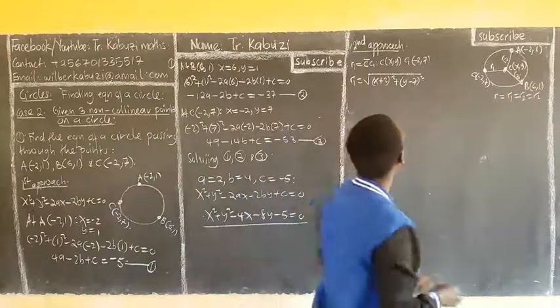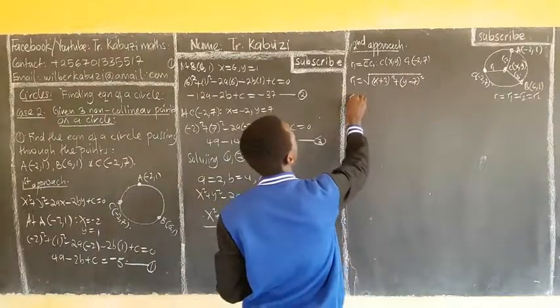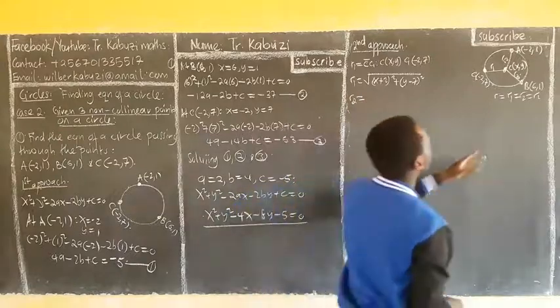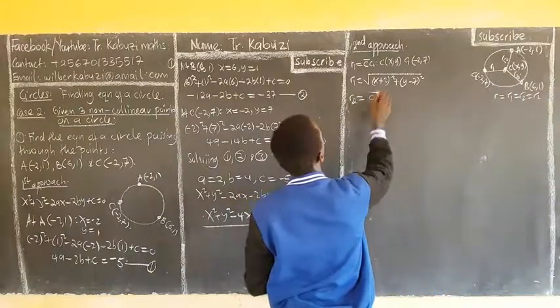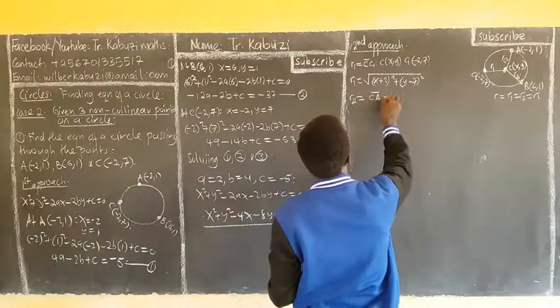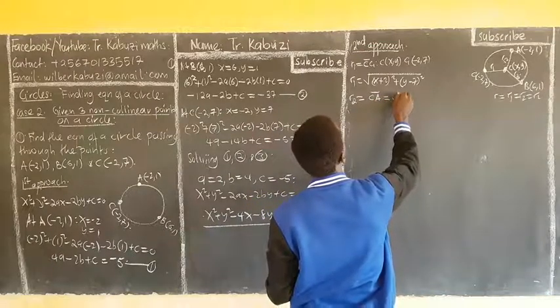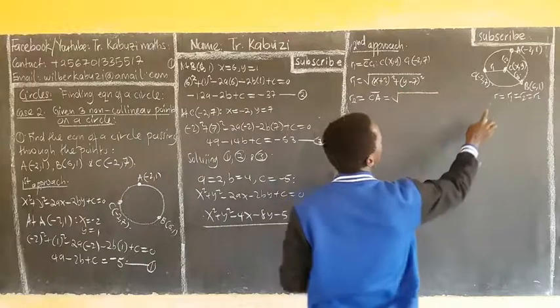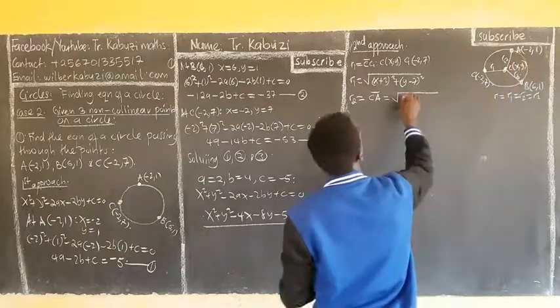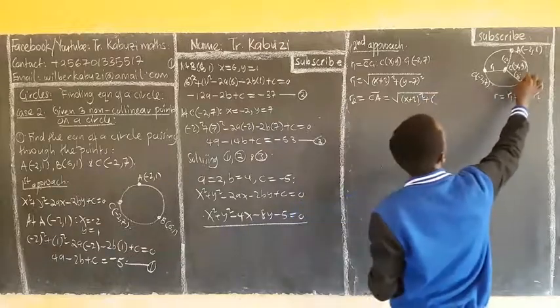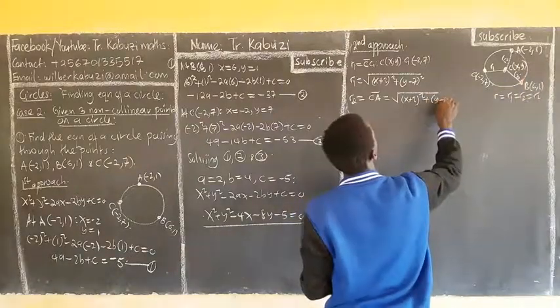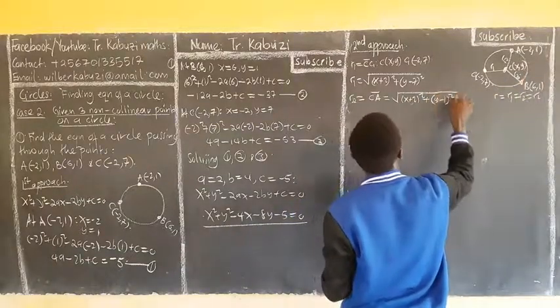When I come to my R2, it is going to be the distance between the center and the point A, which will be the square root of, now I have my center, so the change: x plus 2 squared, then y minus 1 squared, and square root.